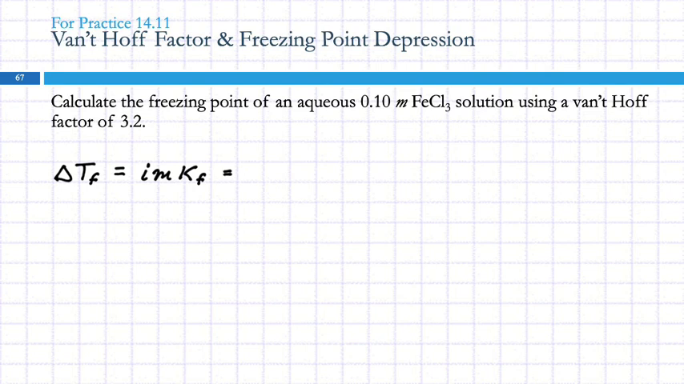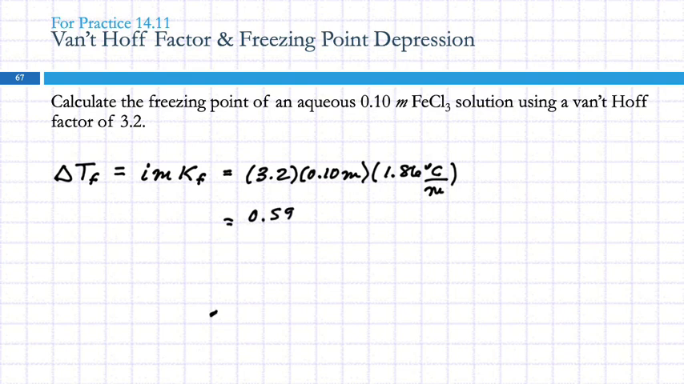So here, the Van 't Hoff factor is given to us. That's 3.2. The molality is given to us, 0.10. We have to go look up the constant, but I happen to remember that. So 3.2 times 0.1 times 1.86 is 0.5952 degrees Celsius.